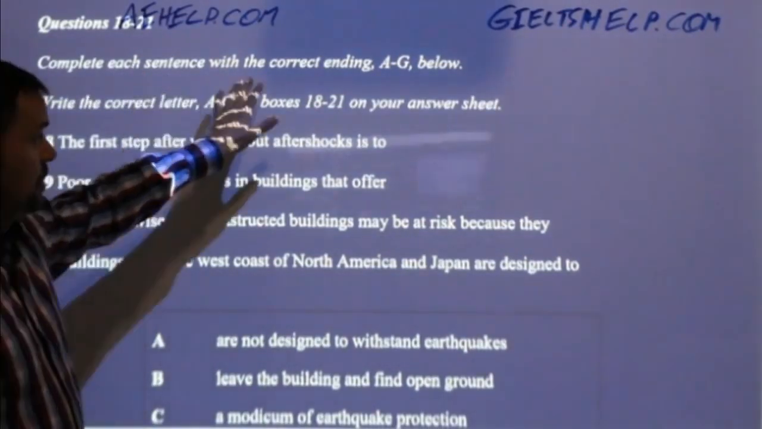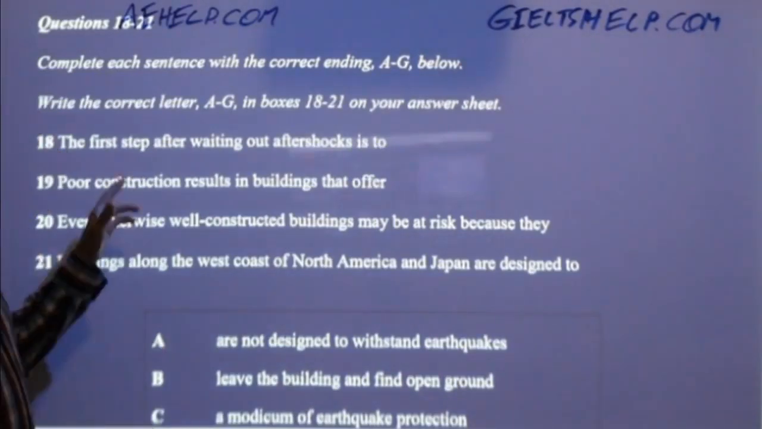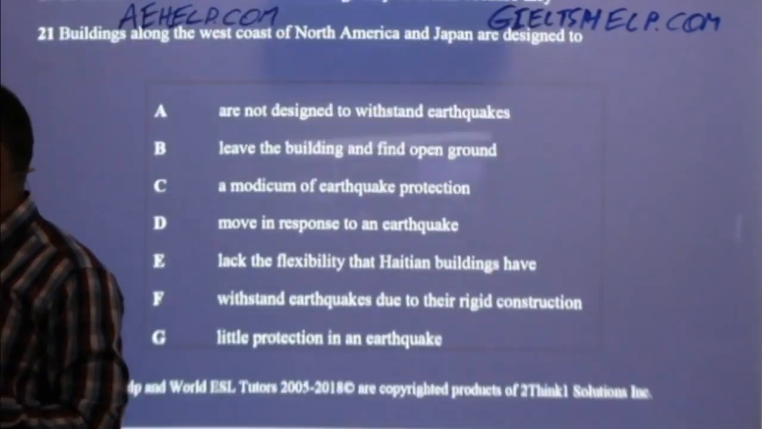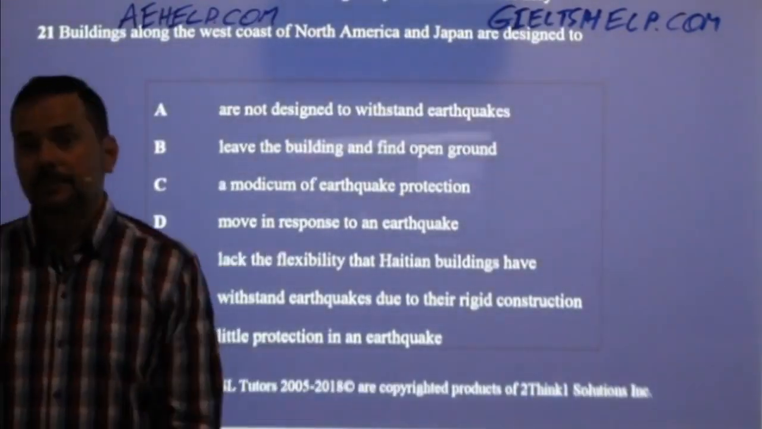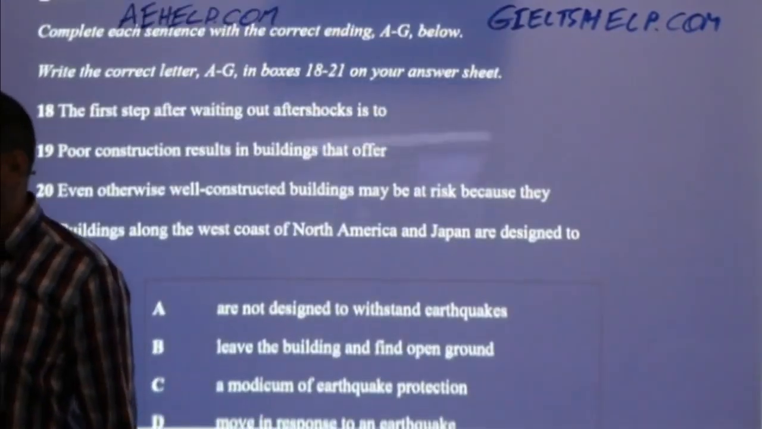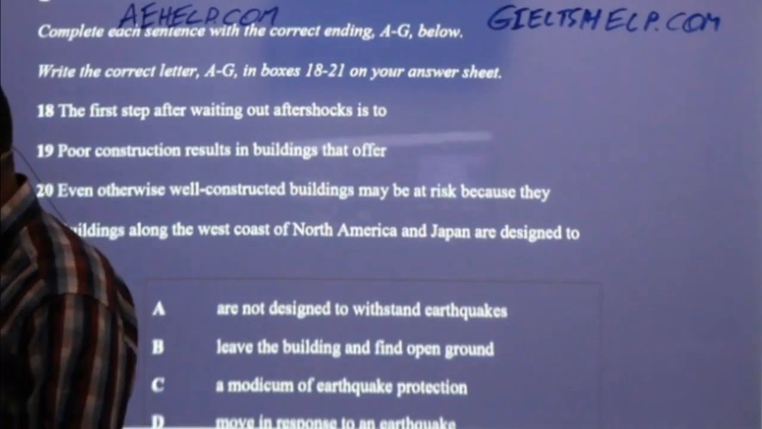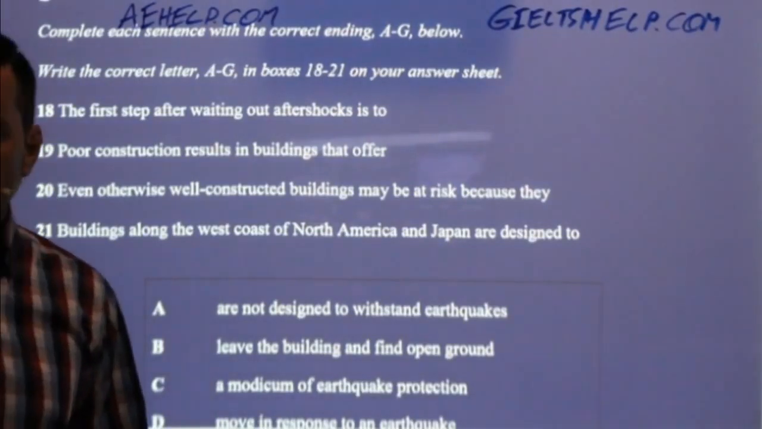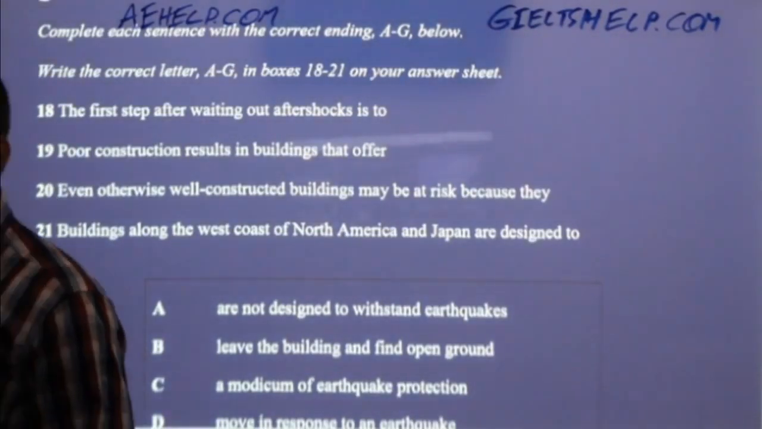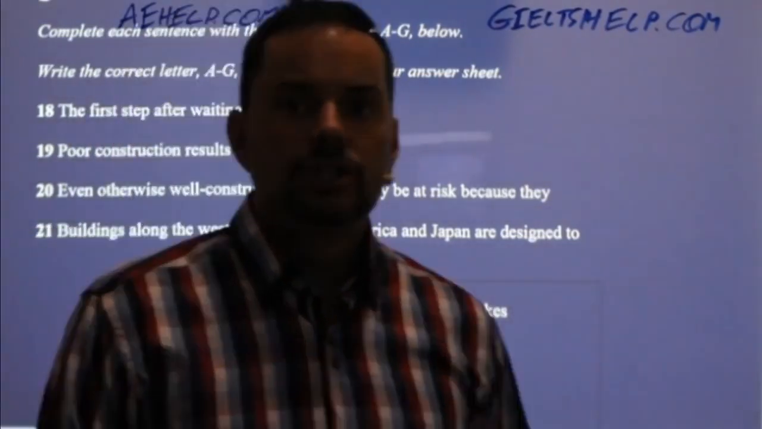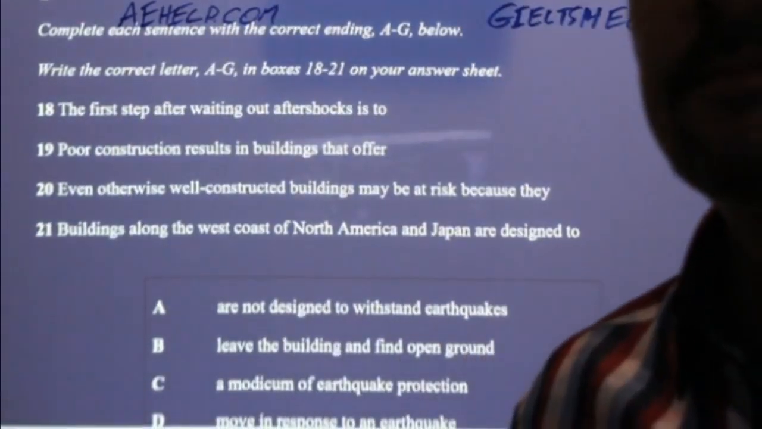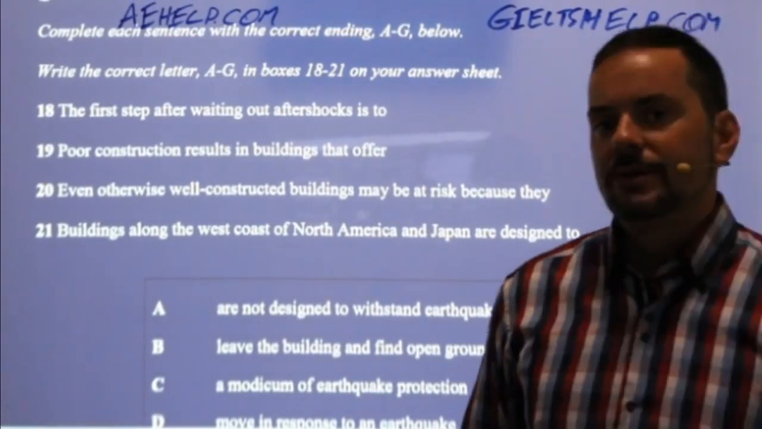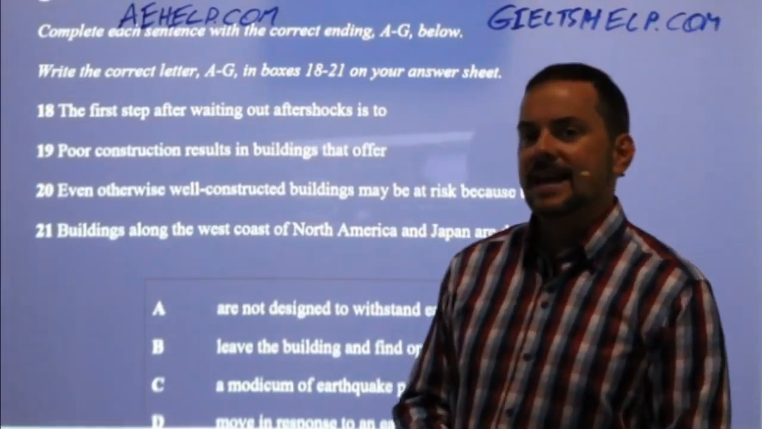Complete each sentence with the correct ending, A to G below. So here we have 4 half sentences. And then we have 7 choices. Should I read this type of question before the passage? Is it a good idea? Or should I leave this till after? What do you think? What does logic dictate? What does your critical thinking tell you? Should you read this before or not? Drum roll, please. The answer is kind of a tricky one.